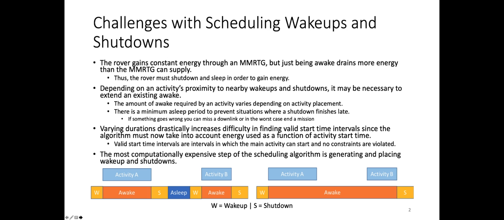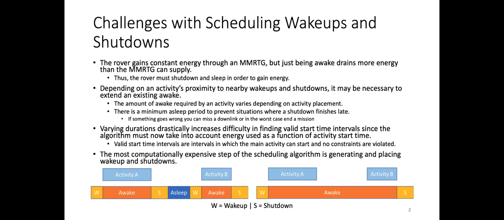So the particular problem that I'm going to be talking about is best illustrated by our use case, which is scheduling the energy in waking up and sleeping for the Mars 2020 rover Perseverance. The rover gains constant energy through radioisotope decay of an MMRTG, but just being awake drains more energy than the MMRTG produces. So basically the rover must shut down and sleep in order to gain energy, and so it takes naps in order to have enough energy to do the science activities it wants to do.